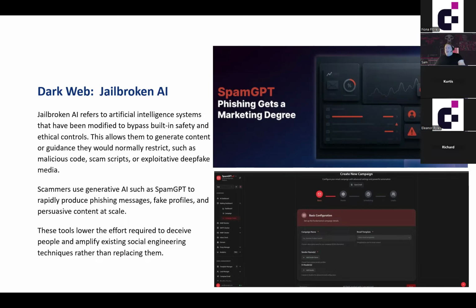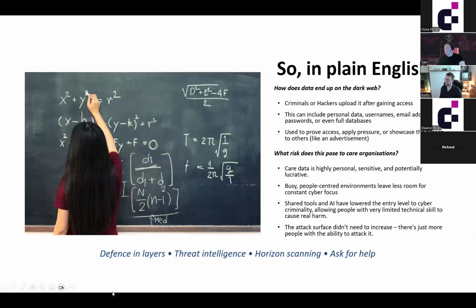Scammers use generative AI, such as Spam GPT. As I say, they do run these like businesses, to rapidly produce phishing messages, fake profiles, and persuasive content at scale. Again, these tools lower the effort required to deceive people and amplify existing social engineering techniques rather than replacing them. You will still get the other social engineering techniques as well, but this can be done at scale and used very quickly. So, rounding off in plain English, as I've rattled through that, I promise these are going to be shared and we will answer some questions.